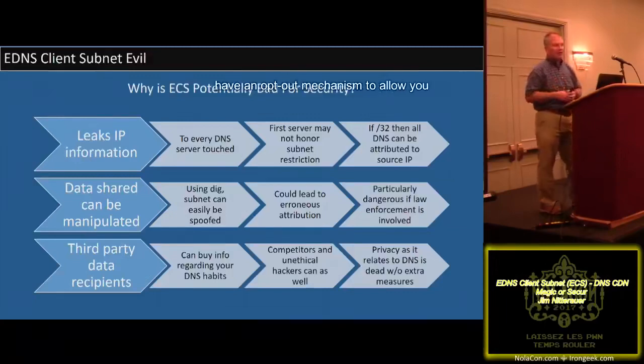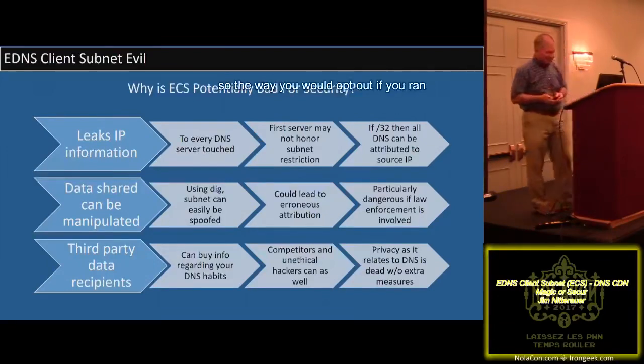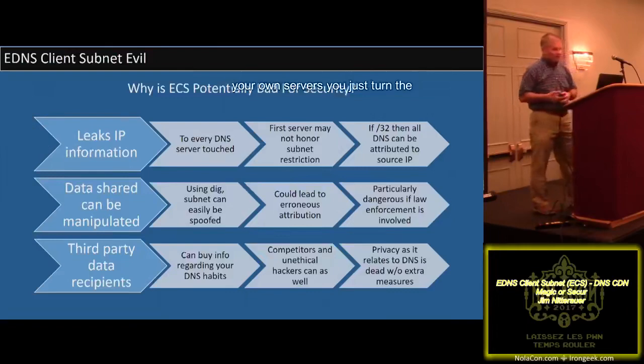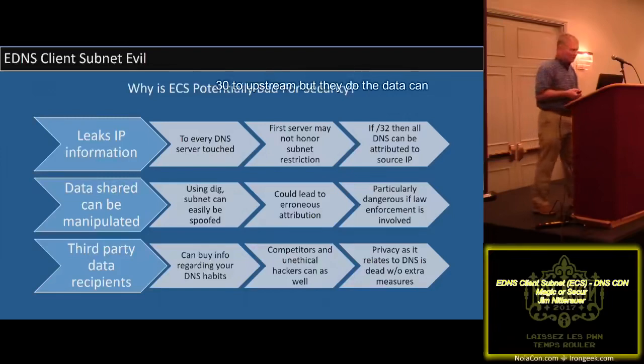And they mandate that there be an opt-out mechanism to allow you to opt out of sending this data. How many of you have ever heard your ISP come to you and say, hey, we're doing this, do you want to opt out? Yeah, nobody, right? The way you would opt out if you ran your own servers is you just turn the feature off. But it's not easy to do. It's built in and you have to go to great lengths to turn it off. And they're not supposed to send a /32 upstream, but they do. The data can be shared and can be manipulated.